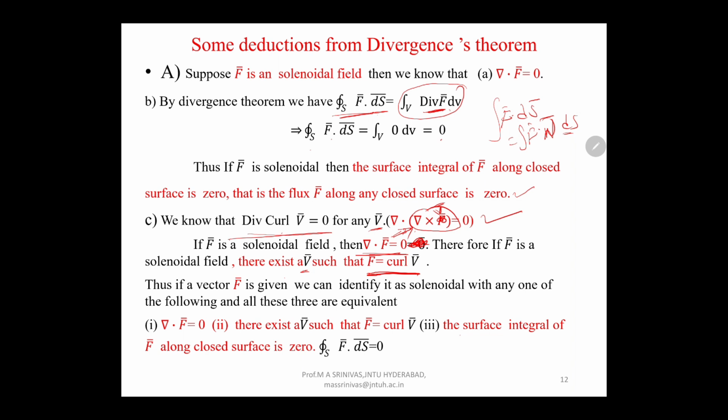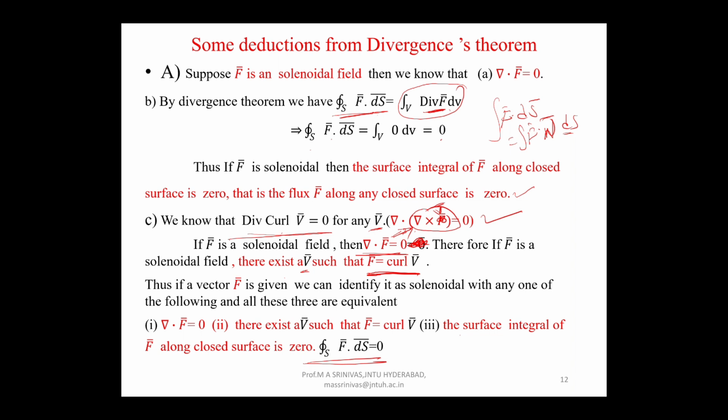Another one is if there exists a vector v bar such that f bar is equal to curl v bar, then also we call it a solenoidal vector. The third one is the surface integral of f bar along a closed surface is 0, that is, integral over S of f bar dot ds bar is 0. If any one of these three happens, then we can say that vector is a solenoidal vector. The similar kind of thing I already gave in the beginning of today's lecture for irrotational. This is for solenoidal. These are the deductions on the divergence theorem.